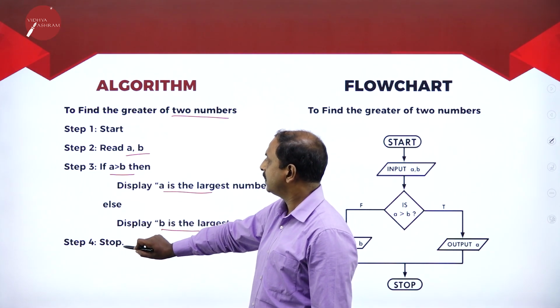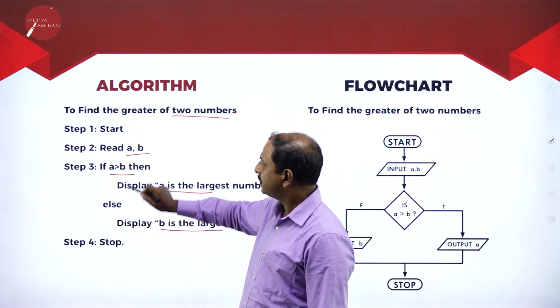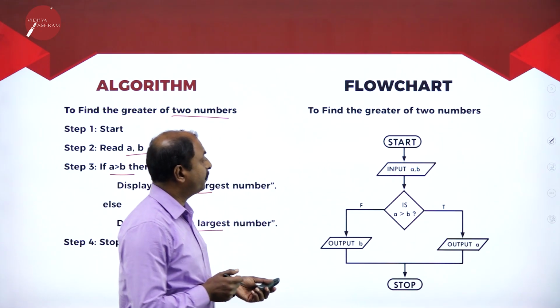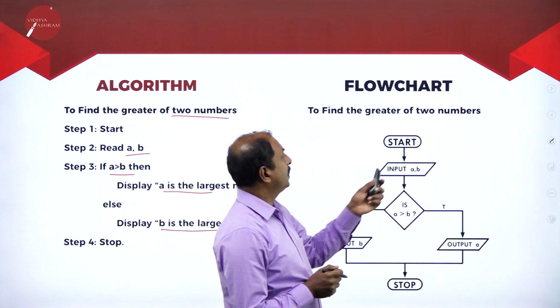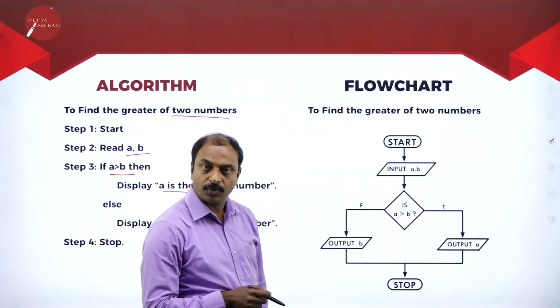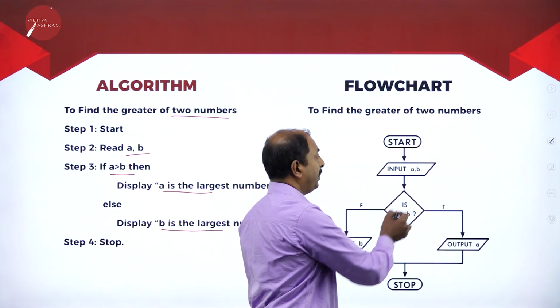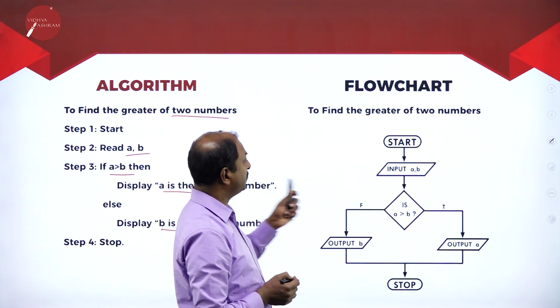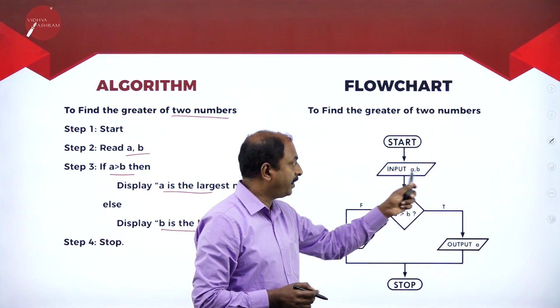We have to close that, or we have to end this algorithm. So same logic for this here. And here, start, the beginning of the flow chart. Input A and B. We have to enter two numbers, or values of two numbers, A and B.